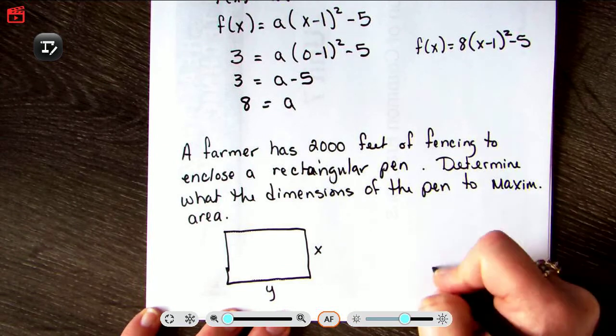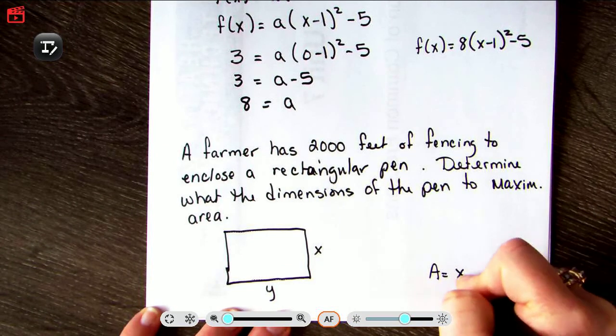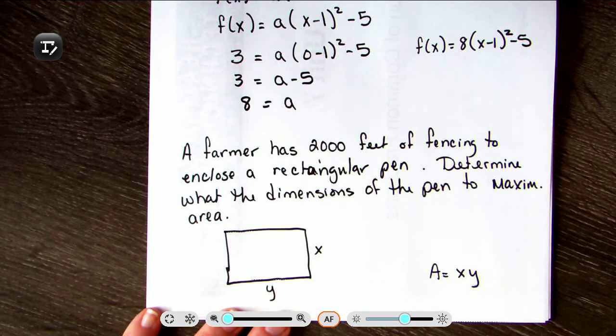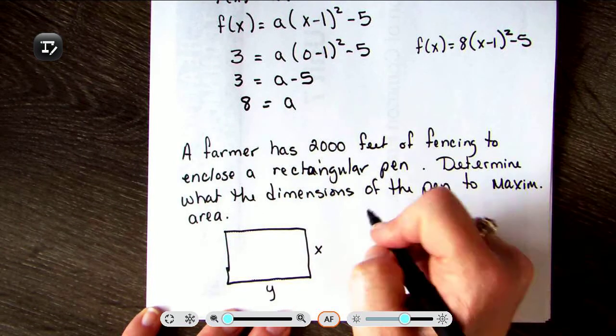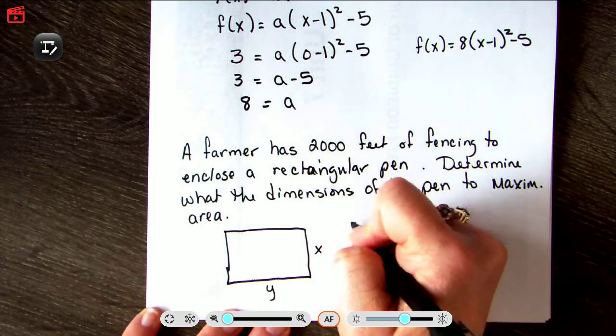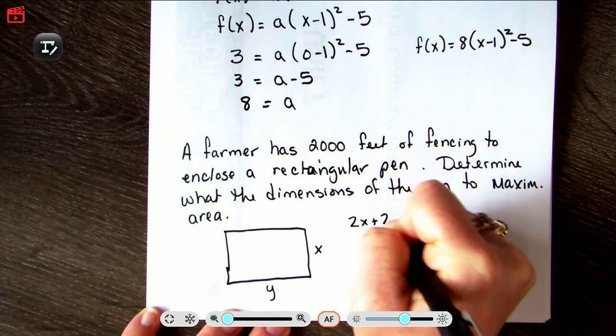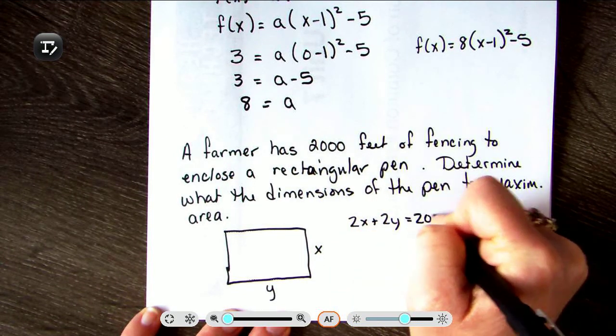So I do know that area is X times Y, because it is a rectangle. I also know 2,000 feet of fencing. The fencing is going to go around the pen. It's not going to fill up the pen. So that's my perimeter. So 2x plus 2y is equal to this 2,000.